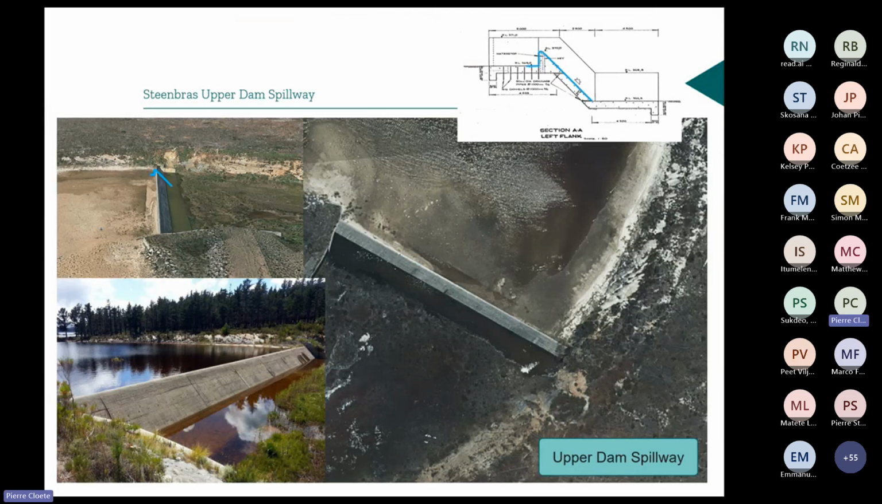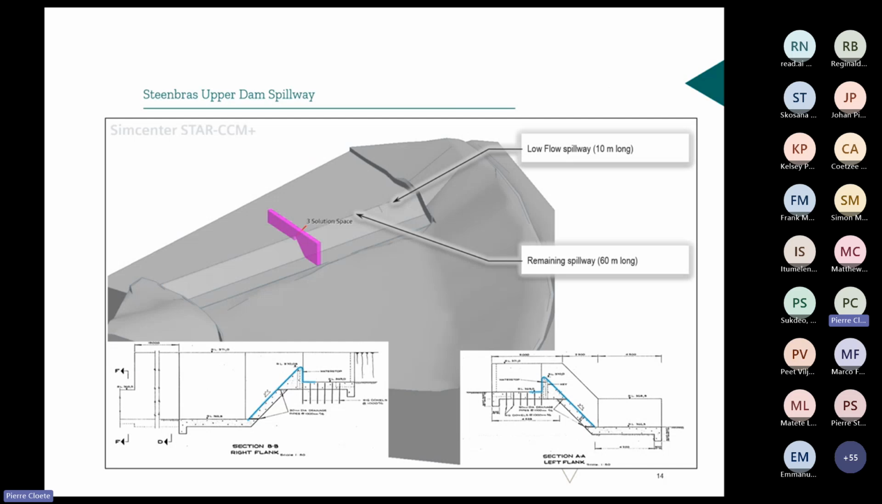Okay, so tackling the first dam, the upper dam spillway, you can see the spillway in plan to the right. It's got a nice 70-meter spillway length with a 10-meter low flow spillway section to the right. The top left image shows the profile of the spillway, as well as the section AA to the top right of the spillway. The bottom left image is just a very nice reference to see what the spillway looks like. Okay, so for any CFD analysis, we obviously do need a control volume.